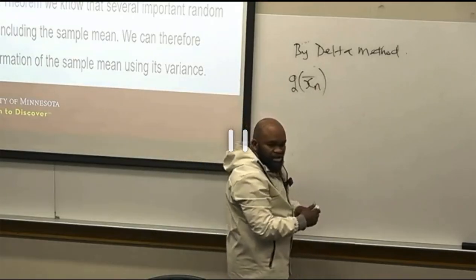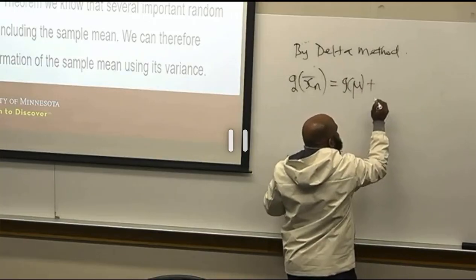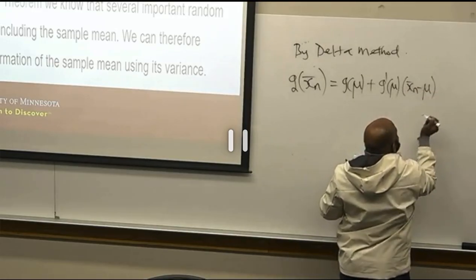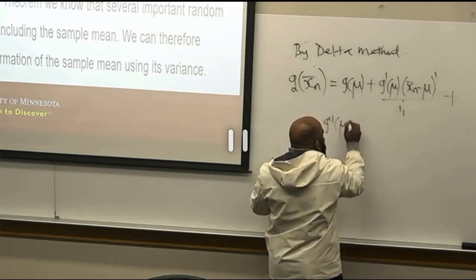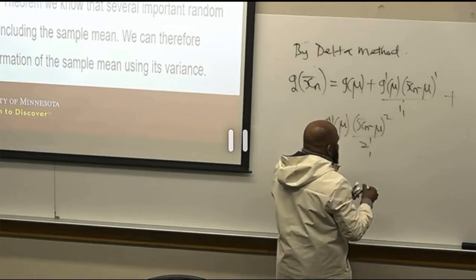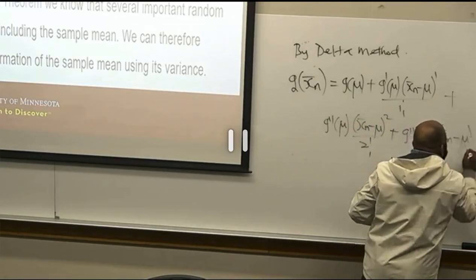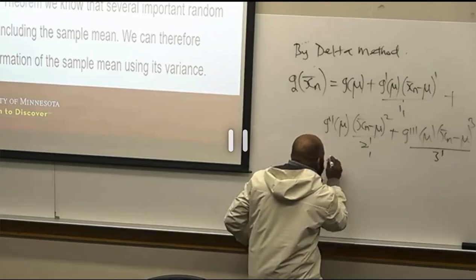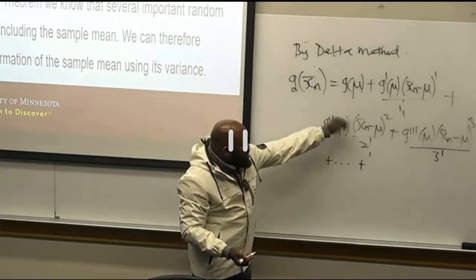Okay, now I want to do this by Taylor series. The delta method uses a Taylor series where this guy is equal to g of mu, plus g prime of mu times x bar minus mu raised to the power 1 over 1 factorial, plus g double prime of mu times x bar n minus mu squared over 2 factorial, plus g triple prime of mu times x bar n minus mu raised to the power 3 divided by 3 factorial, and this continues all the way to infinity. This is a Taylor series.